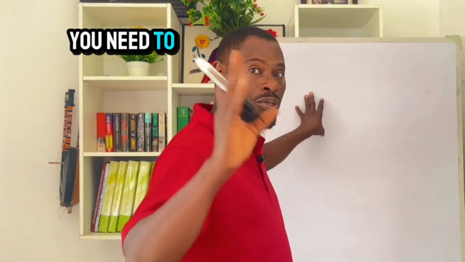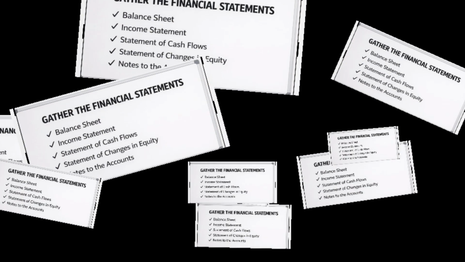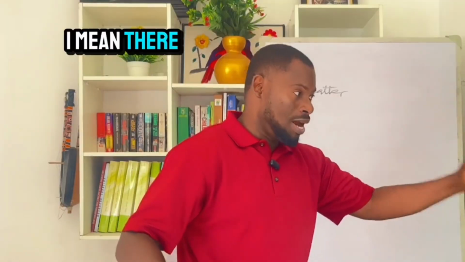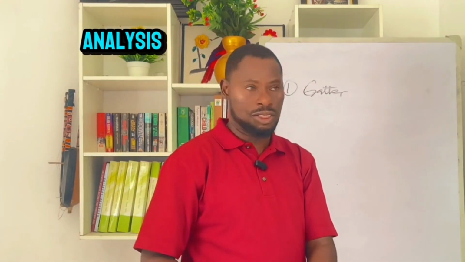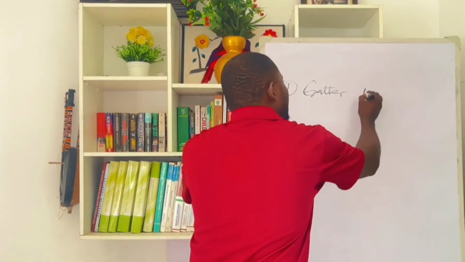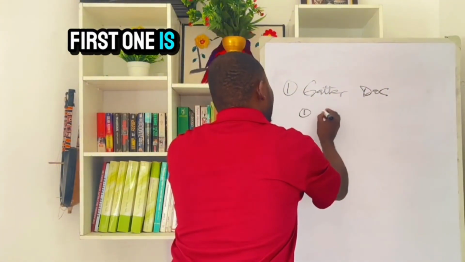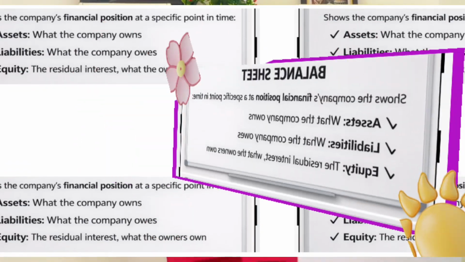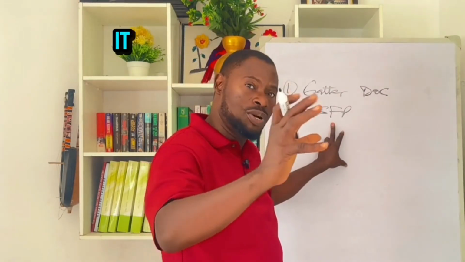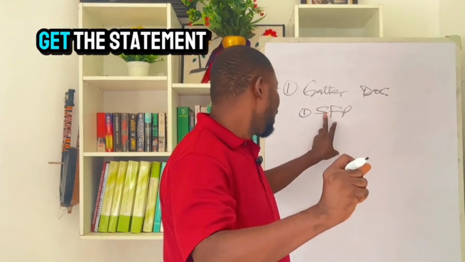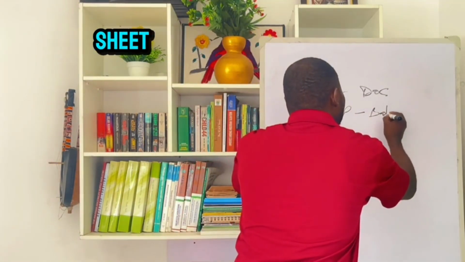The first thing you need to do when you get financial statements, number 1, is gather the financial statements. There are various statements that you need to gather. Put them in the basket of analysis. What is the first one? The first one is the SFP. This SFP, we'll call it the Statement of Financial Position. I want you to look for it and get it. We also call this the balance sheet.